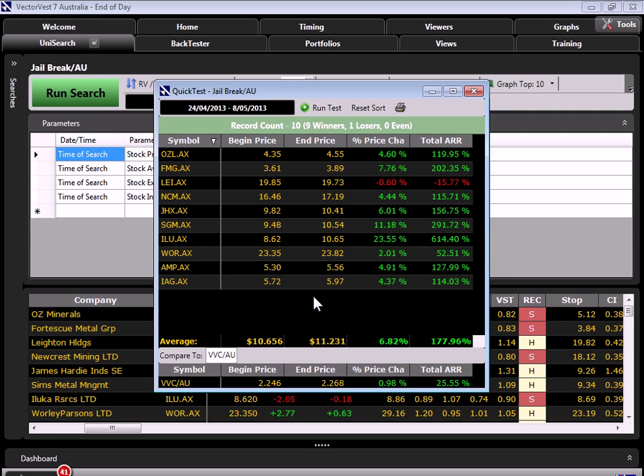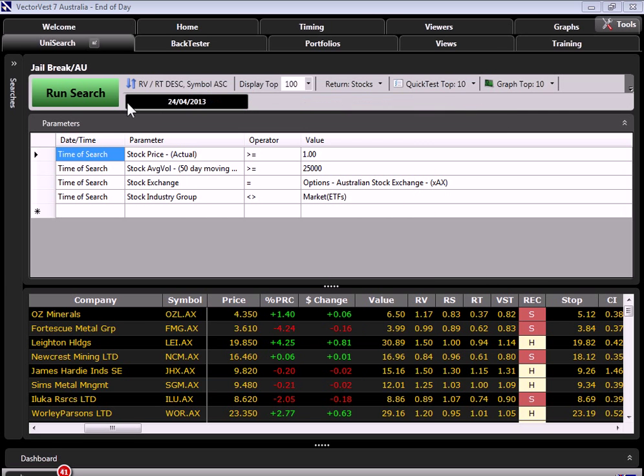You can see the top 10 stocks, we have 9 winners, 1 loser, average of just about 7% in a few weeks. Now you may say, well, 7% is not all that much, but take a look at the annualized rate of return. You really want to compare apples to apples when you're running a quick test over such a short period of time. Annual rate of return is 178%, and the overall market only went up 0.98%.